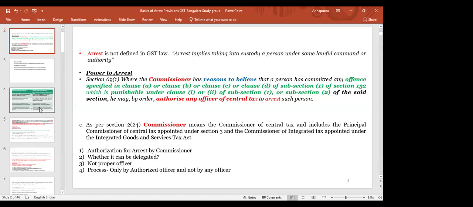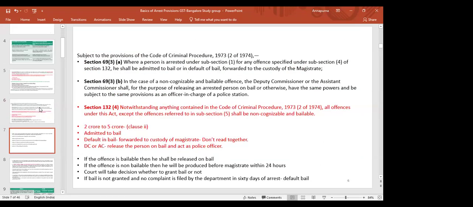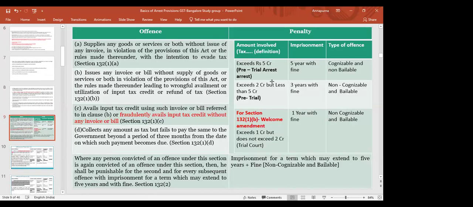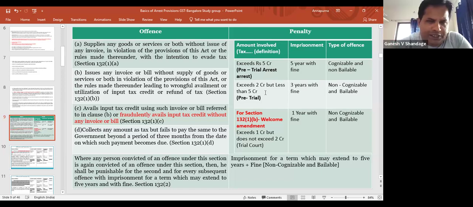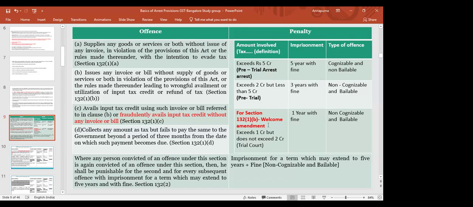As per my reading, there will be pre-trial arrest for clause 1 and clause 2, and for clause 3 and clause 4, it will be directly by the economic offense. So here under 69, only 1 and 2 are covered. Outside the GST law, yes, CRPC. So 3rd and 4th, according to me. Sir, any other thoughts?